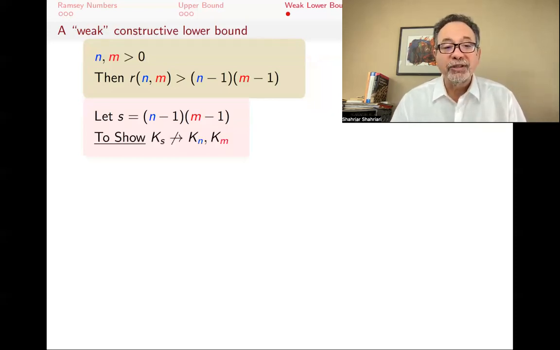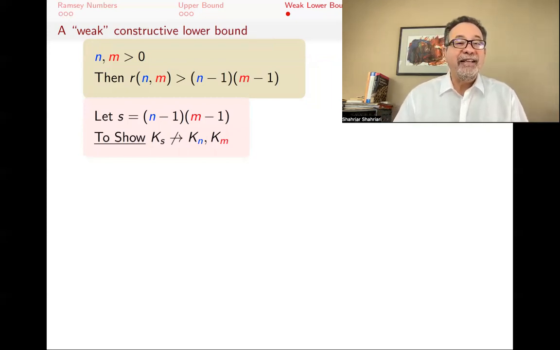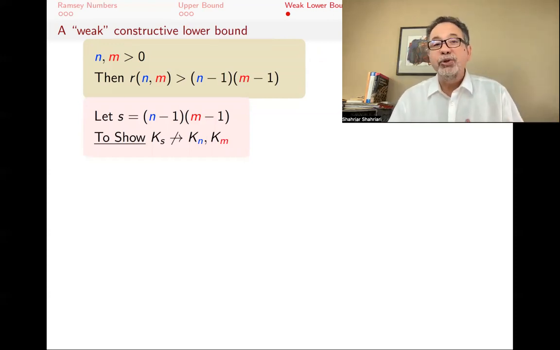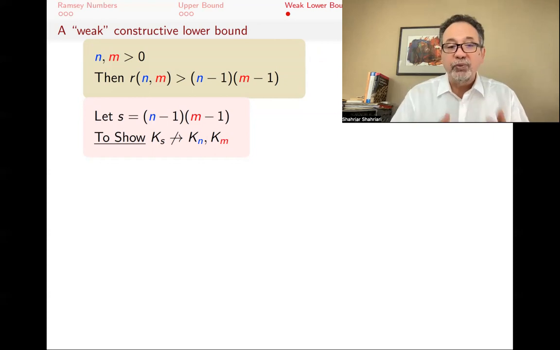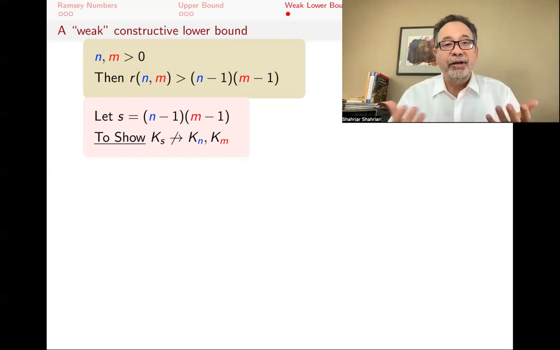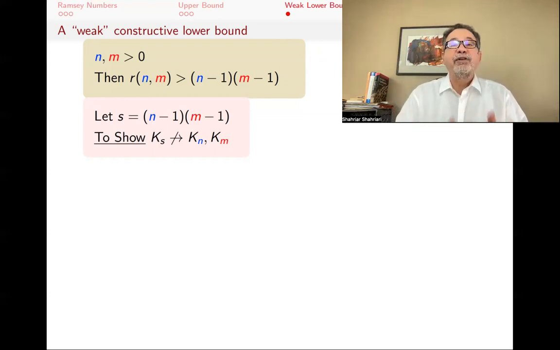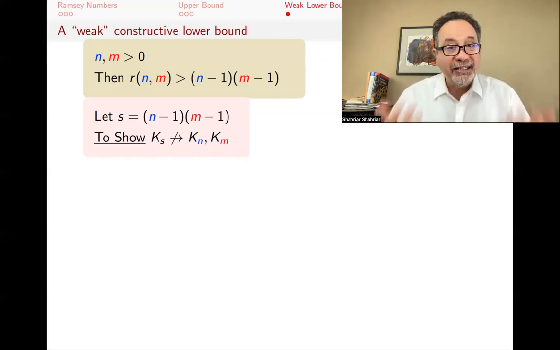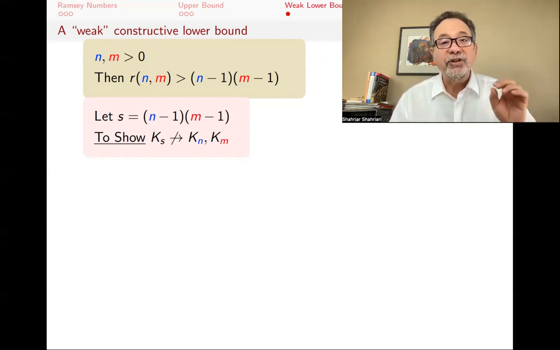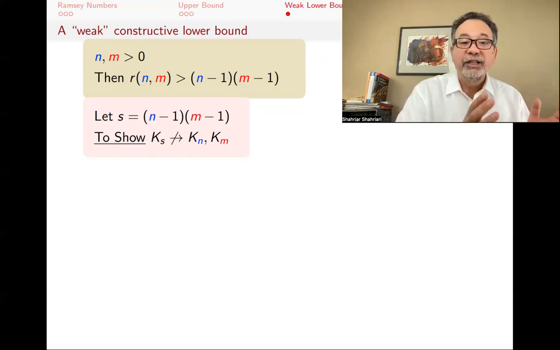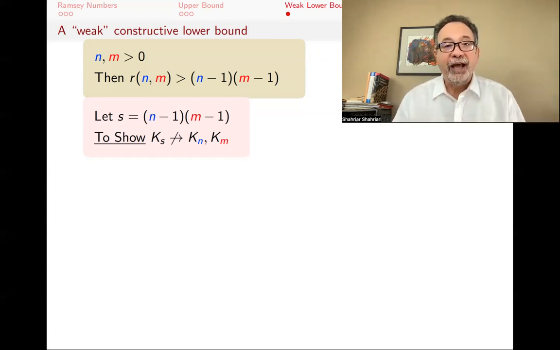And what we're trying to show is that Ks doesn't arrow to Kn comma Km, meaning that you're not guaranteed, if you start with this many vertices, a blue Kn or a red Km. If you take the complete graph on this many vertices and color all the edges between them blue and red, you are not guaranteed. So how am I going to prove that? Well, that means I've given you a counterexample. I have to show it's possible to color the edges of Ks using two colors without creating a blue Kn or a red Km.